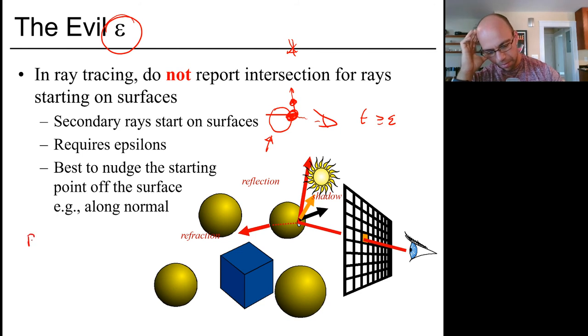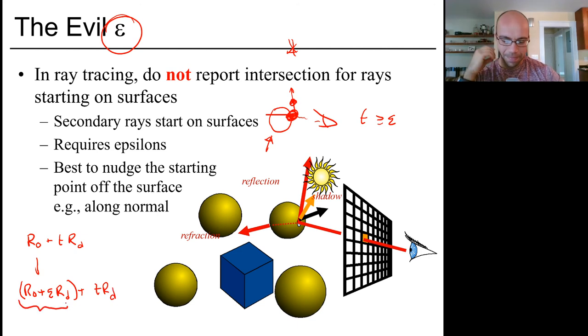So in other words, remember that we have r0 plus t rd. That was our original formula for a ray. To offset it a tiny bit, we might instead use r0 plus epsilon rd plus t rd. So this thing is our slightly offset point. Now, depending on what you're doing, you may want to offset along the surface normal or along the direction of the ray, and that's one that you have to think through a tiny bit.